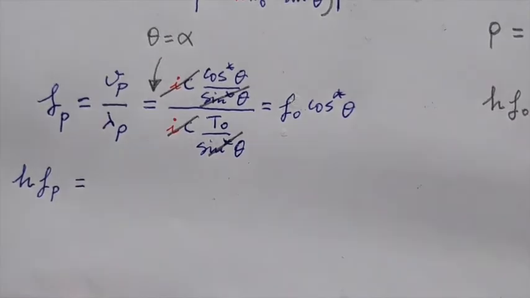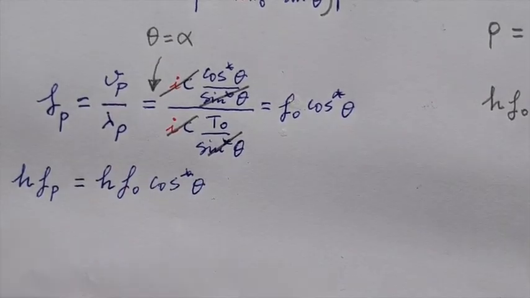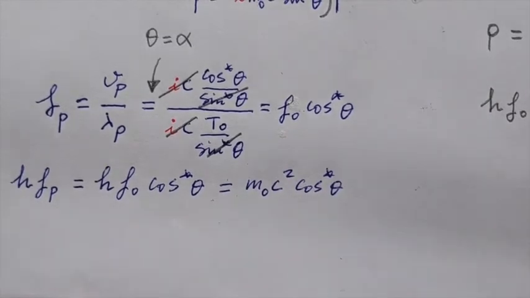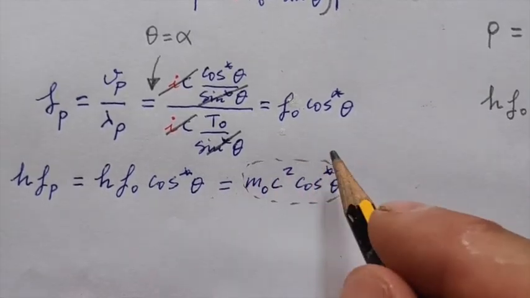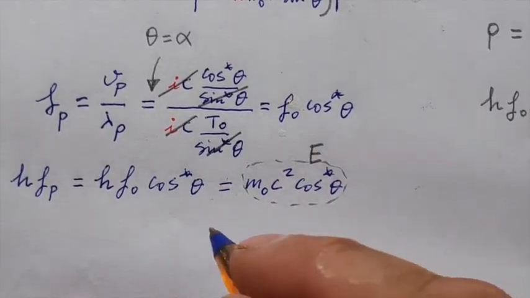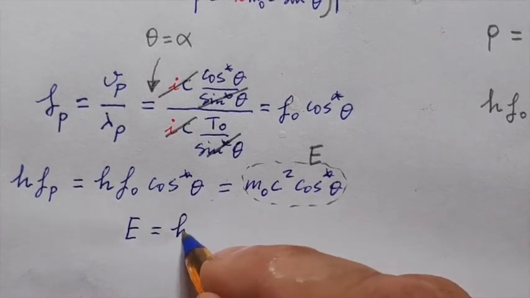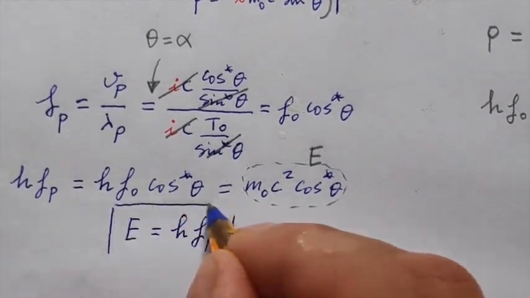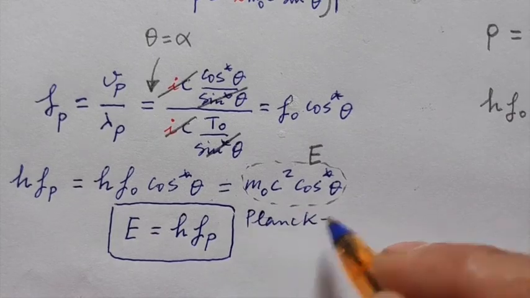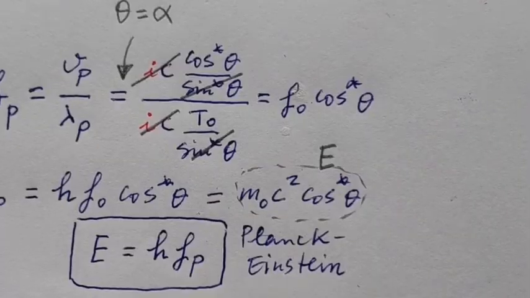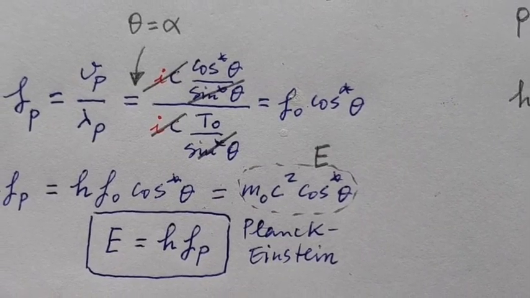Then, multiplying by Planck's constant on both sides and using once again the expression that relates the frequency with the rest mass, the expression of the relativistic energy appears on the right. Thus, E equals h times the phase frequency. This is the Planck-Einstein relation, which is valid not only at rest but in other situations with relative motion.